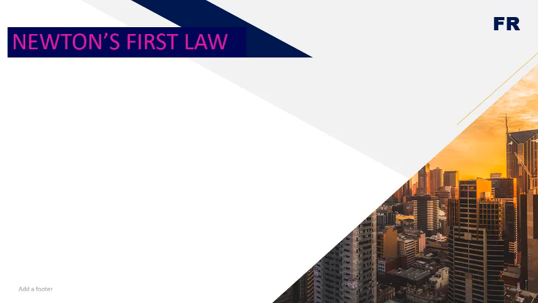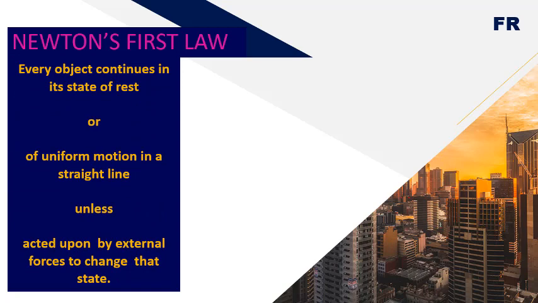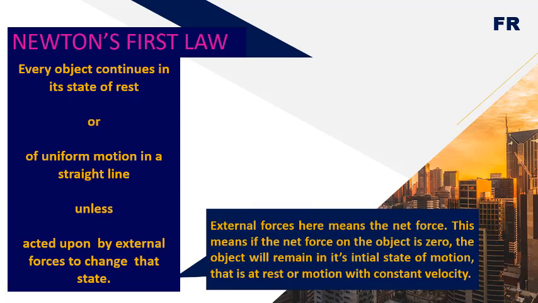Now let us discuss the three Newton's laws of motion. Newton's first law. Every object continues in a state of rest or of uniform motion in a straight line unless acted upon by external forces to change that state. Here, external forces means the net force. This means if the net force on the object is 0, the object will remain in its initial state of motion, that is, either at rest or motion with constant velocity.